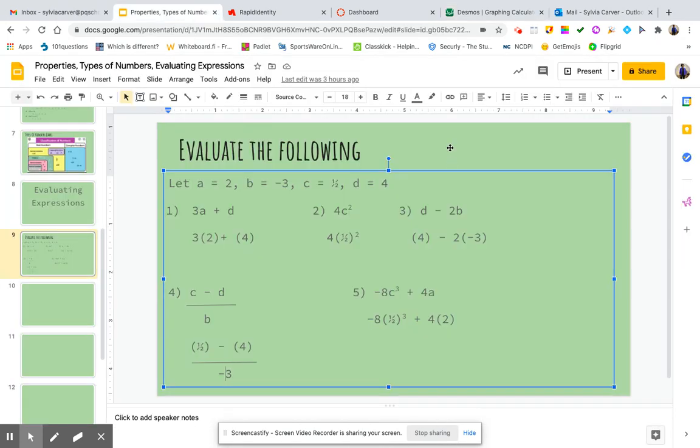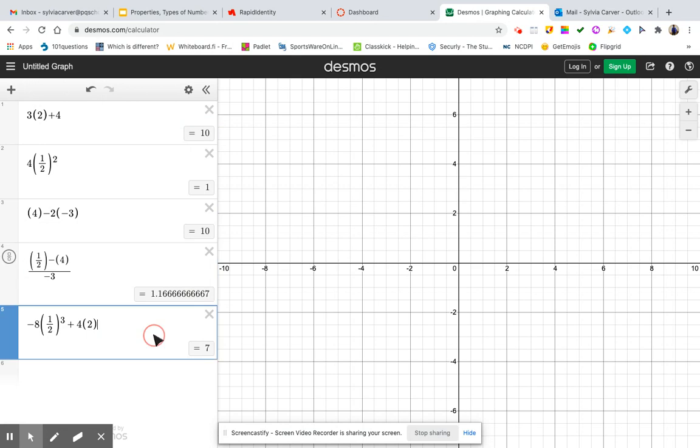And the last one that we'll take a look at, I have this problem here, -8c to the third plus 4a. Where I see c, I'm going to plug in a half. Notice I kept the -8, open parentheses, plug in my number, and I kept the 3, that's telling me it's to the third power. And a up here at the top says that a is 2, so I was able to also plug that in. So -8, open parentheses, 1 divided by 2, close it, to the third power, plus 4, open parentheses, 2, and then close it. And our answer for number 5 is 7.